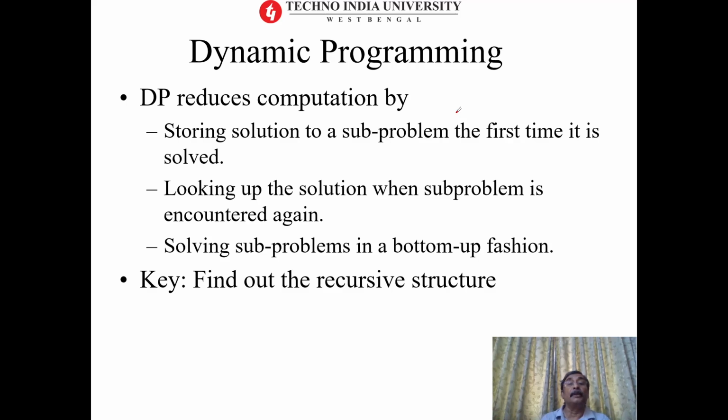Dynamic programming reduces computation by storing the solution to a subproblem the first time it is solved and looking at the solution when the subproblem is encountered again. In fact, this way the subproblems are solved in a bottom-up fashion. So what is the key to this? The key is to find the recursive structure. If you find the recursive structure, you could go for a divide and conquer algorithm, or you could go for a dynamic programming algorithm.